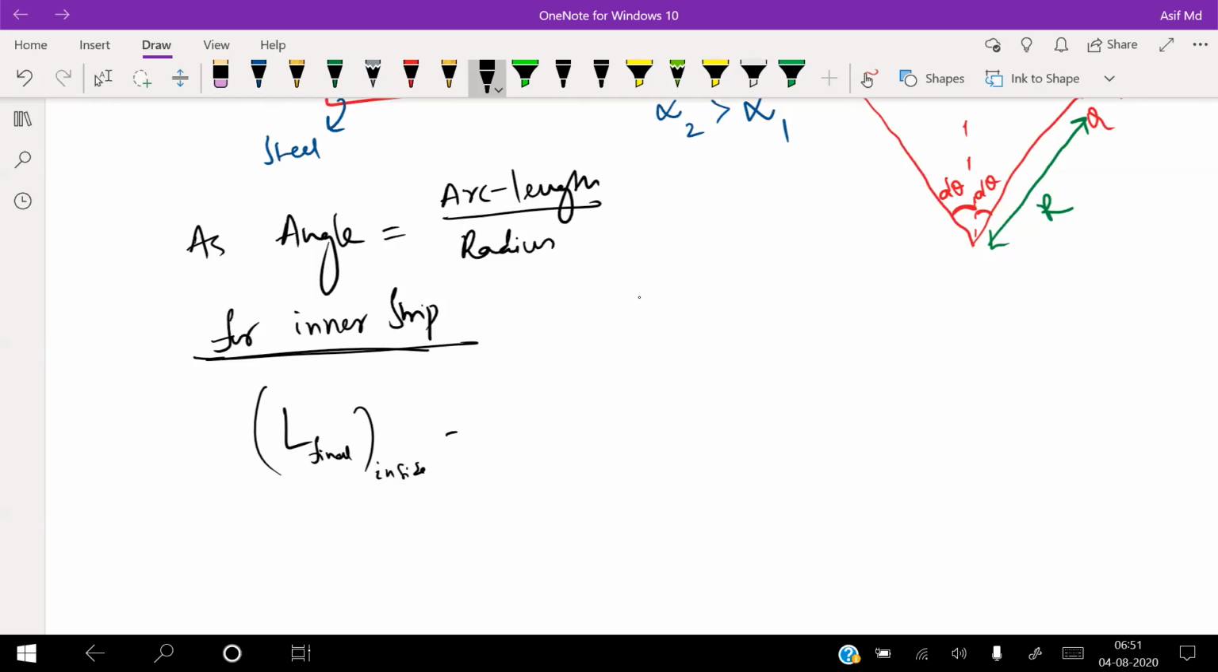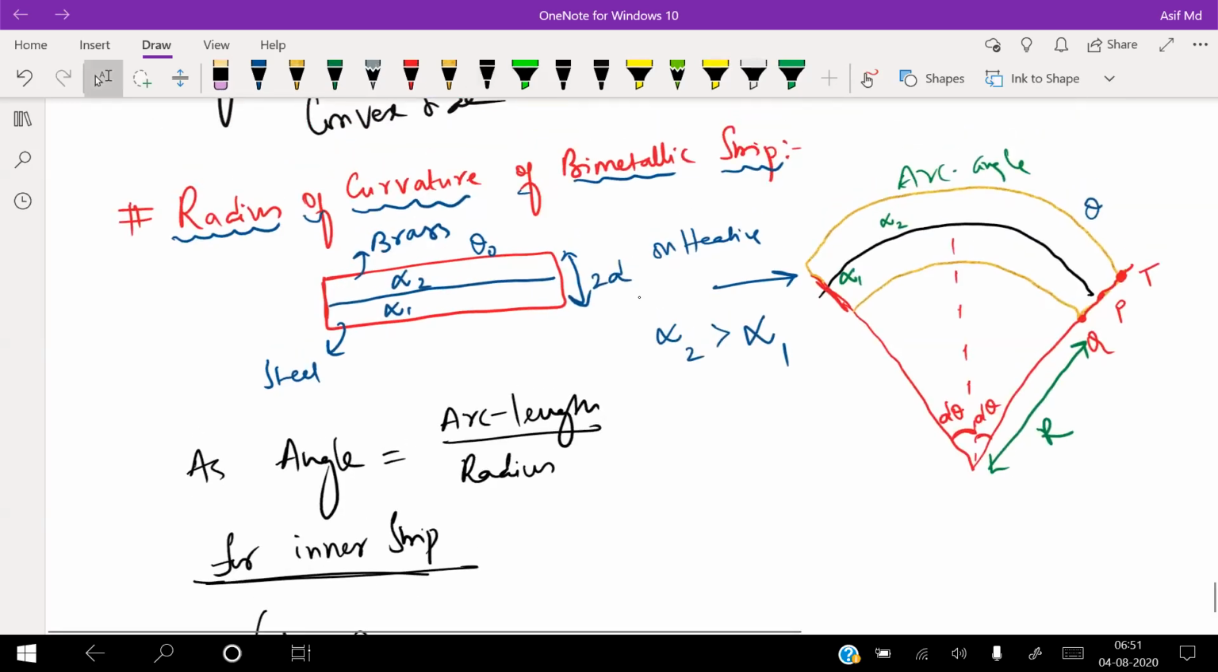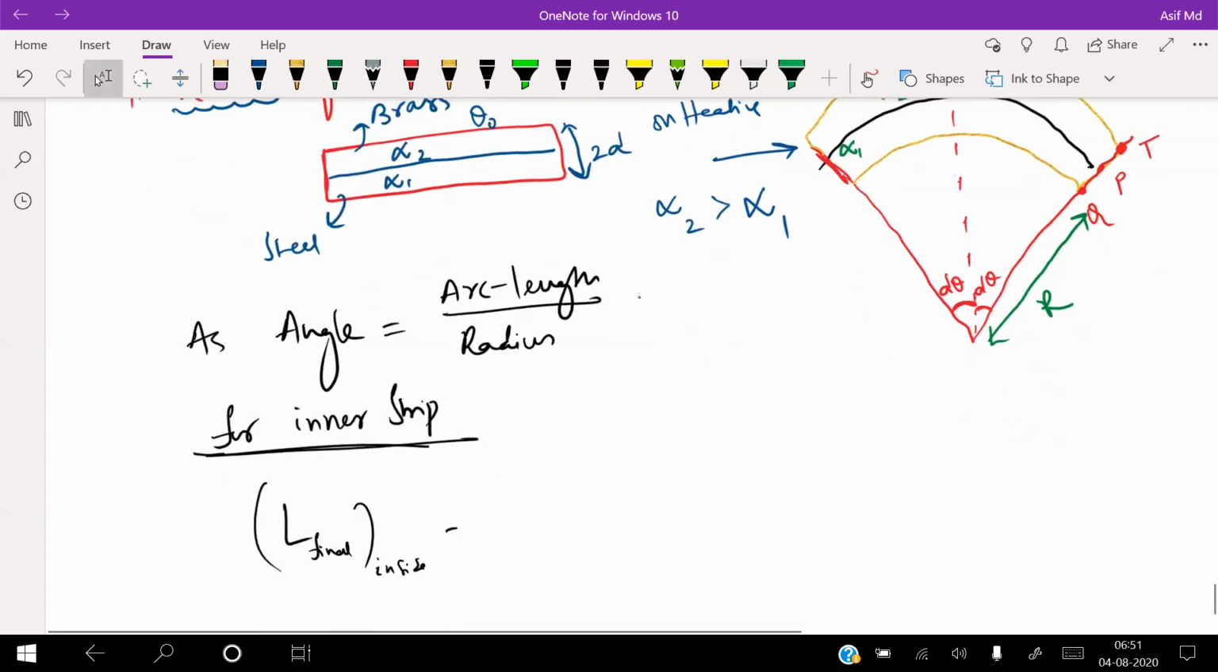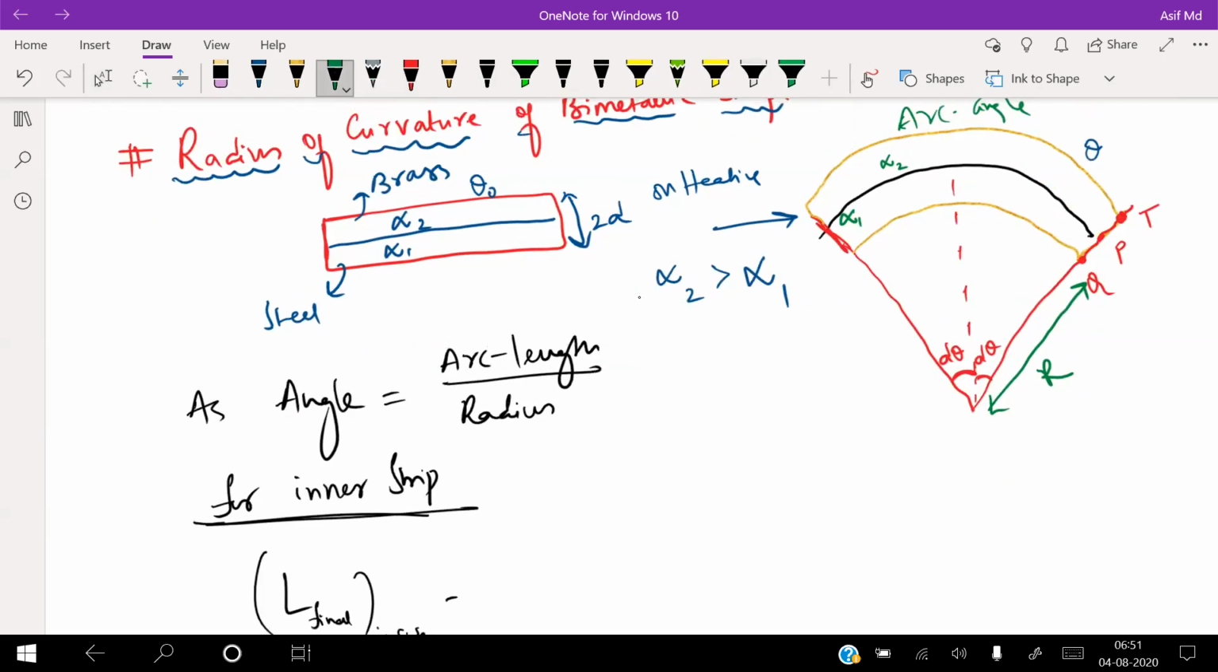Original length. Now see, when you heated it, for the inner one, whatever the rod is, it might have expanded, no? So that expansion I'm talking about just now for the inner rod, that means for the one which is inside like this, for this one.